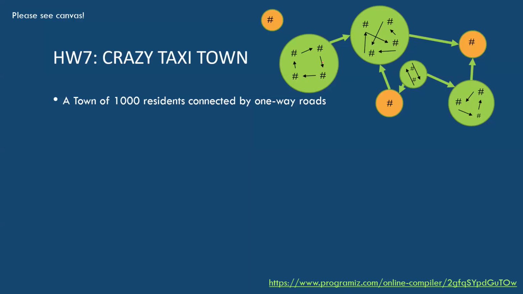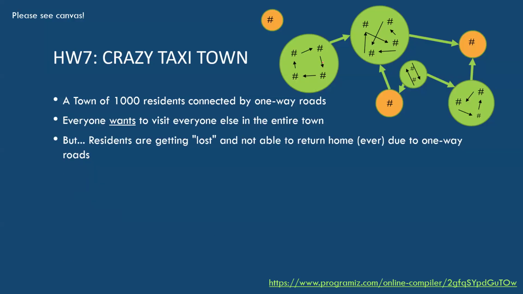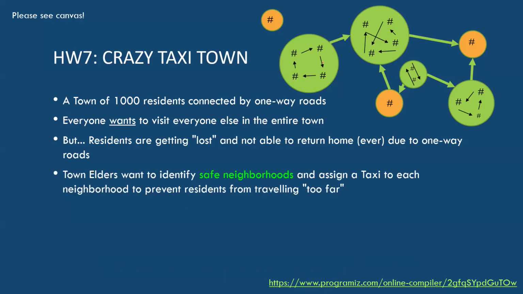So we have 1,000 residents connected by one-way roads. Everyone wants to visit everybody else, but we have people getting lost because they're crossing these bridges, not knowing that they can never get back again because all of their streets are one way. So we would like to identify safe neighborhoods, and that's just another name for strongly connected components. Okay, the neighborhoods where we can travel anywhere we want and not worry about accidentally crossing a dangerous edge such that we can't get back.